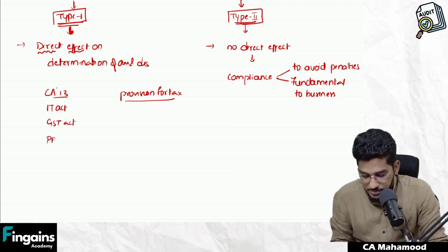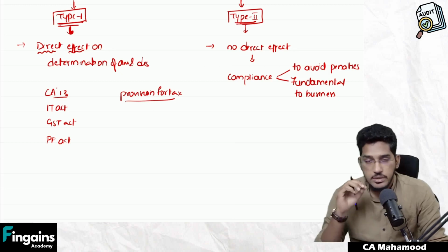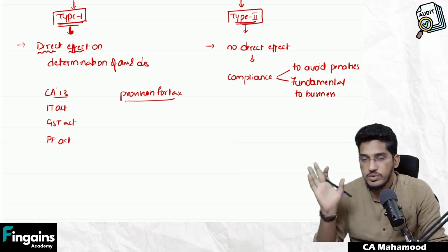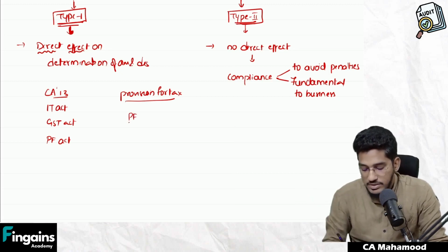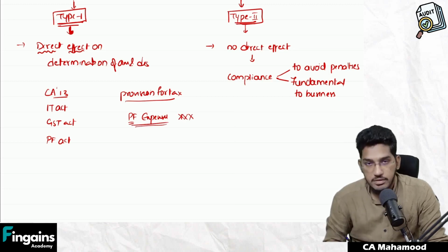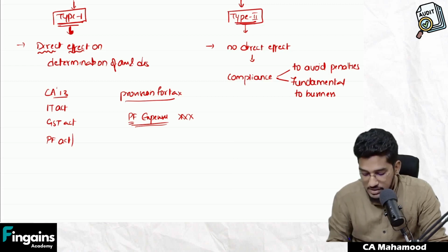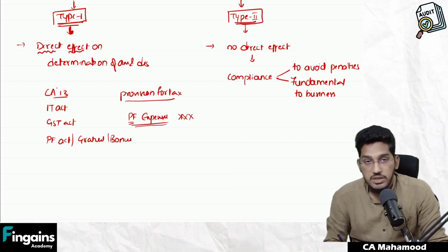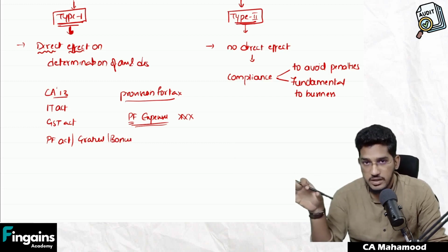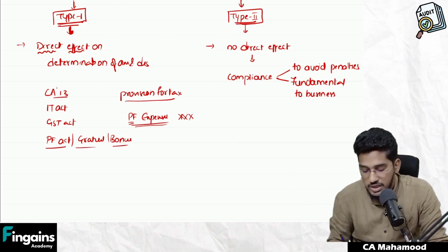PF Act. See, every employer, subject to certain conditions, if he fulfills those conditions, is required to mandatorily contribute PF amount for his employees. He needs to pay PF expense. So that PF expense will come in your statement of P&L. Now, whatever PF expense you are showing in the statement of P&L, how will that PF expense be determined? As per the PF Act. So PF Act is having a direct effect on determination of amounts and disclosures in financial statements. Similarly, I can say Gratuity Act. Similarly, I can say Bonus Act. Because whatever PF, gratuity, or bonus you are showing in the statement of P&L will be calculated as per PF Act, Gratuity Act, Bonus Act.